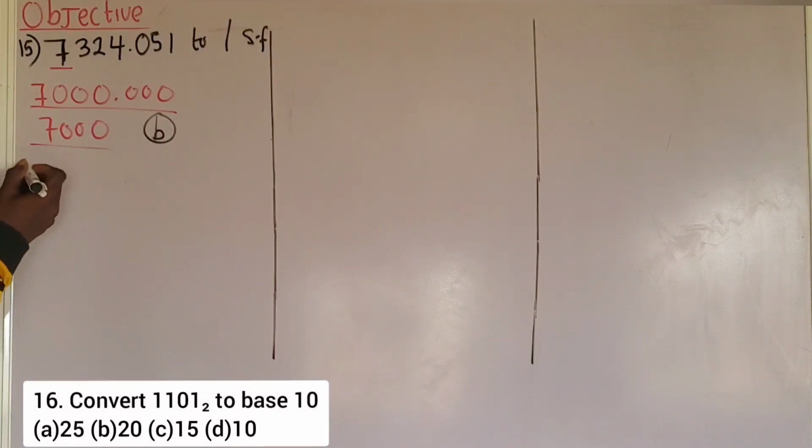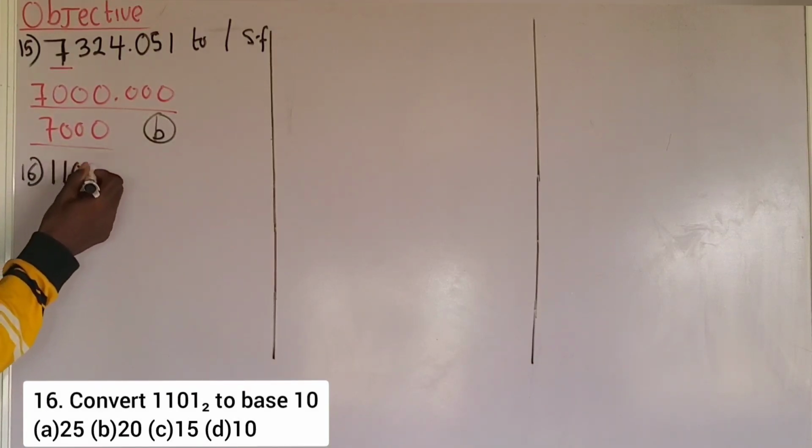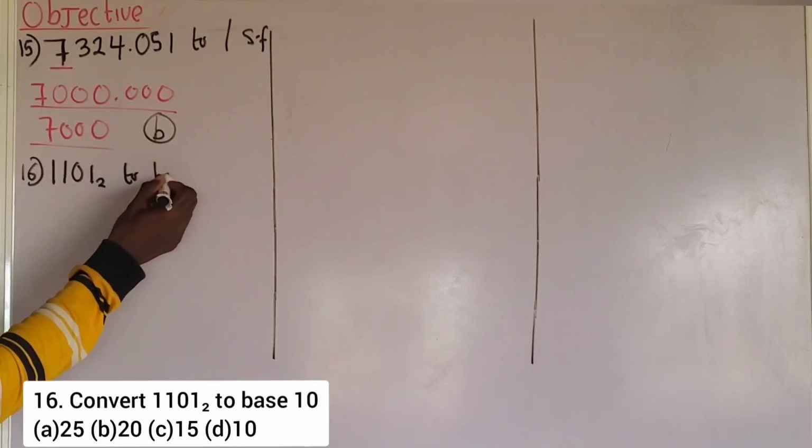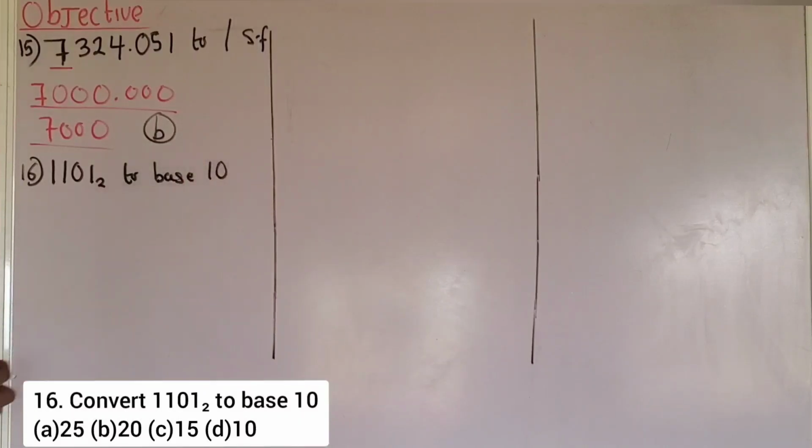For question 16, convert 1101 base 2 to base 10. Please pay attention. I am very sure you are familiar with binary numbers. If you want to change a binary number to base 10, all you have to do is multiply that number by the base. If you want to change any number from any base to base 10, just multiply the number by the base. But before you can do that, you have to assign some figures to the binary number.